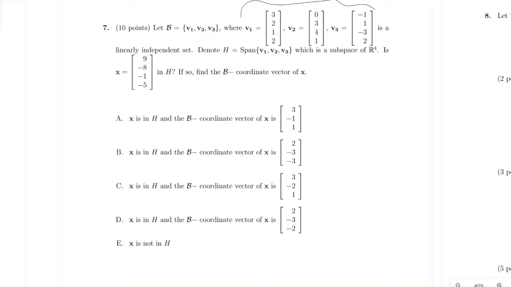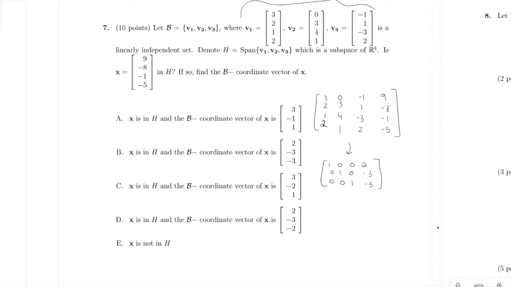So first we can determine if X is in H. And so one way to do this is to do row reduction. So you could do 3, 2, 1, 2, 0, 3, 4, 1, -1, 1, -3, 2, and then 9, -8, -1, -5. And then I trust that you can row reduce this. And once you do that, you can get 1, 0, 0, 2, 0, 1, 0, -3, and 0, 0, 1, -3.